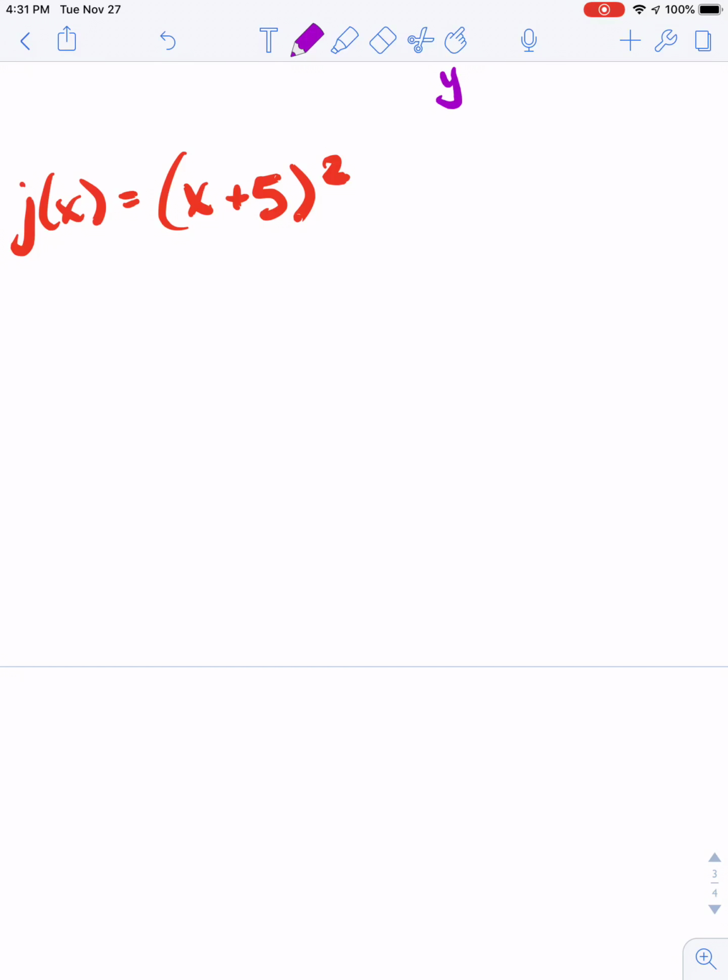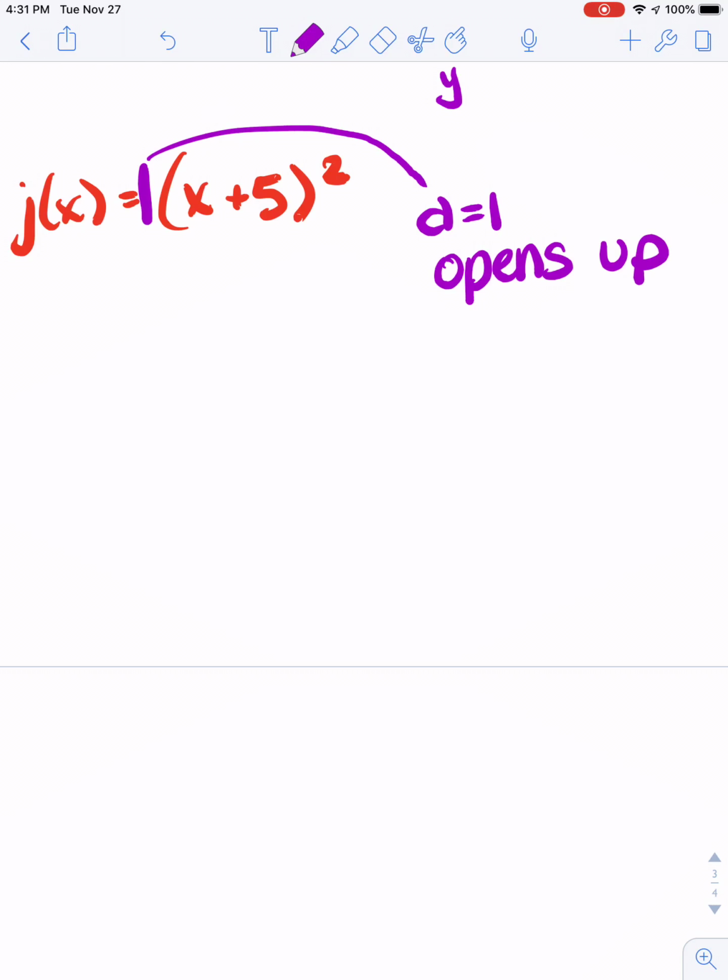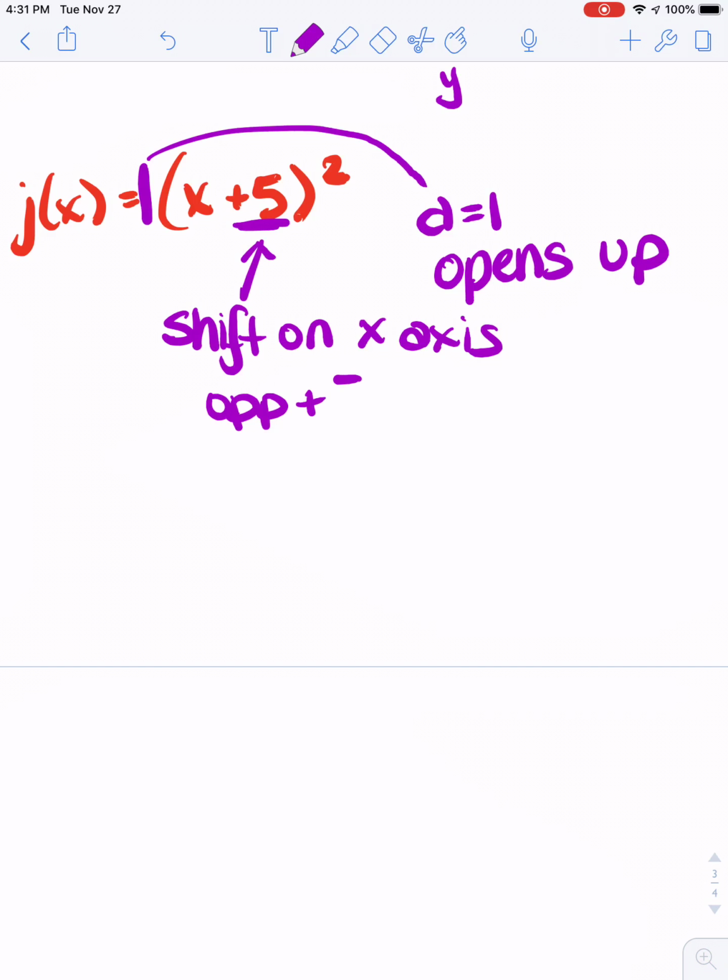Okay, on this last one again, I assume there's a 1 in front. That's my a value, so that's 1. So that means it opens up. And then inside, if it's inside the parenthesis, that means it's going to be a shift on the x-axis. And it's going to be opposite. So if it's positive 5, that means it's going to go to negative 5. So that means it's going to go the left 5.